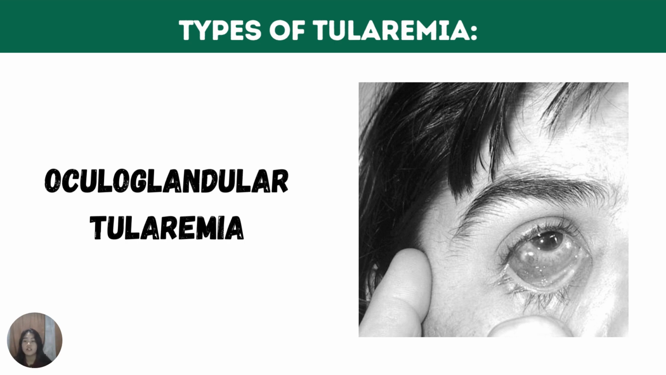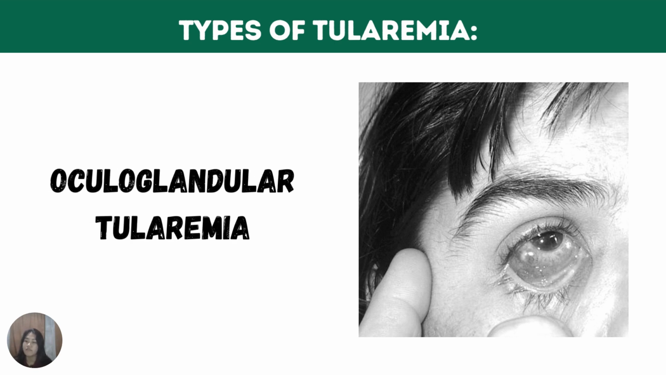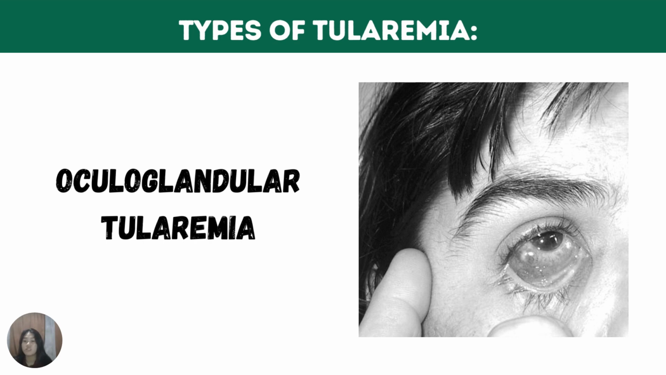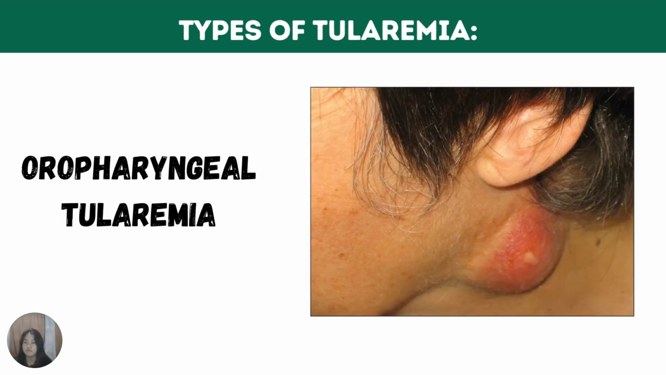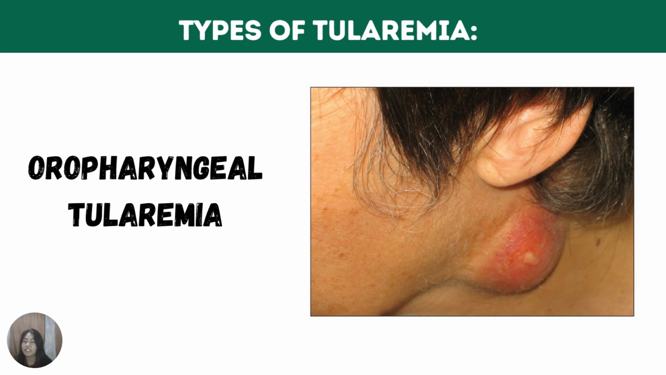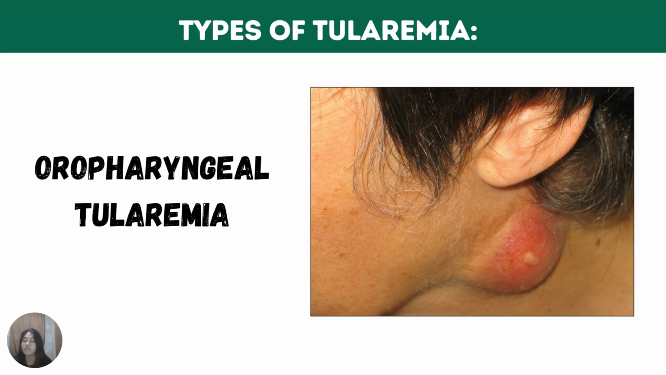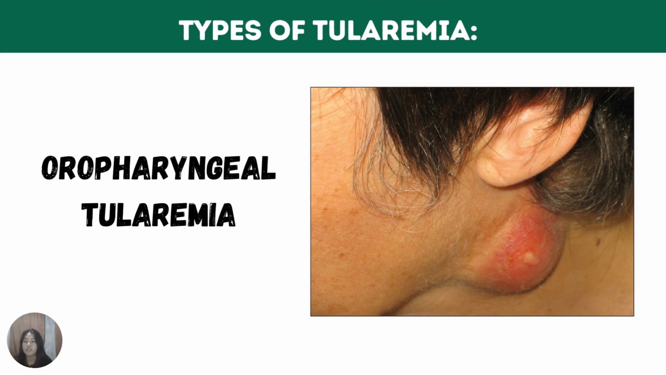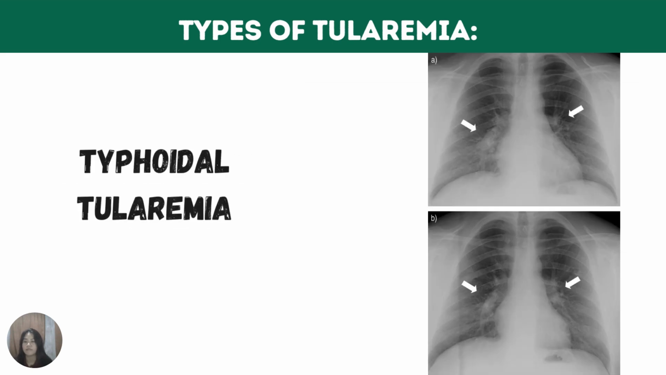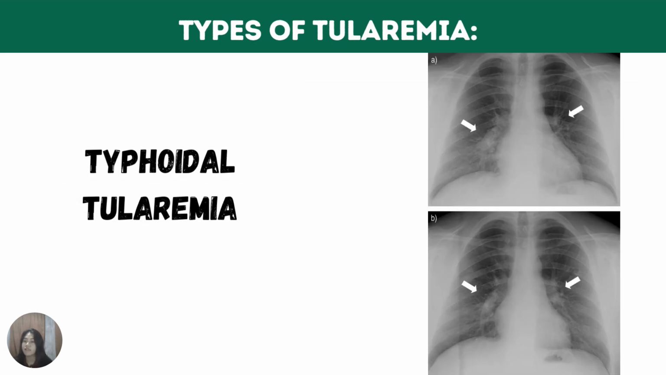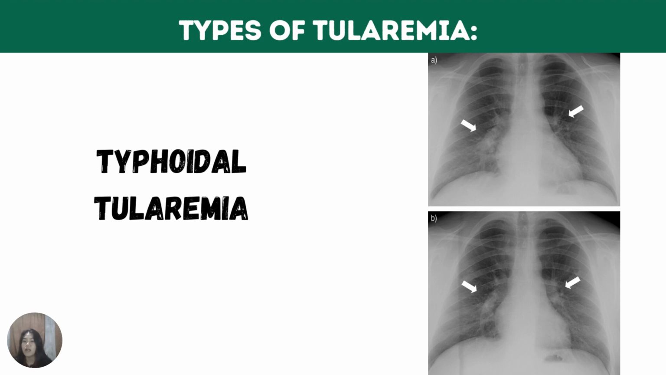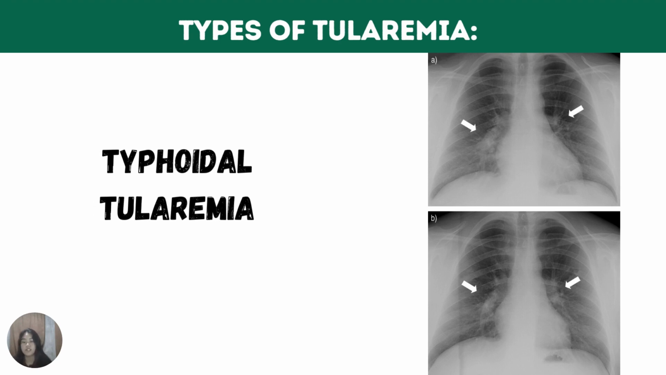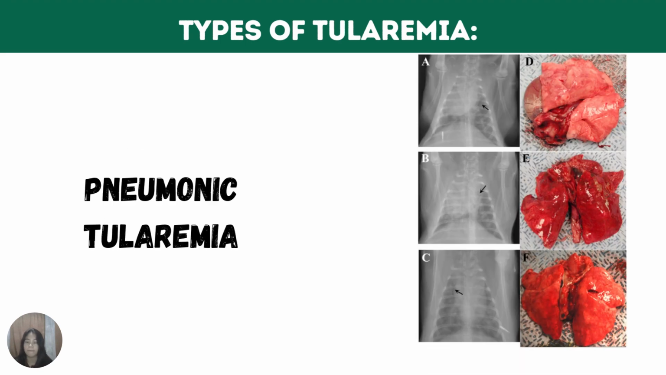Third is oculoglandular tularemia, which is an infection of the eye that causes conjunctivitis and lymphadenopathy. Fourth is oropharyngeal tularemia, which causes throat infection or ulceration in the oropharynx. Next is typhoidal tularemia, also known as systemic tularemia, and it does not cause ulcers or lymphadenopathy.